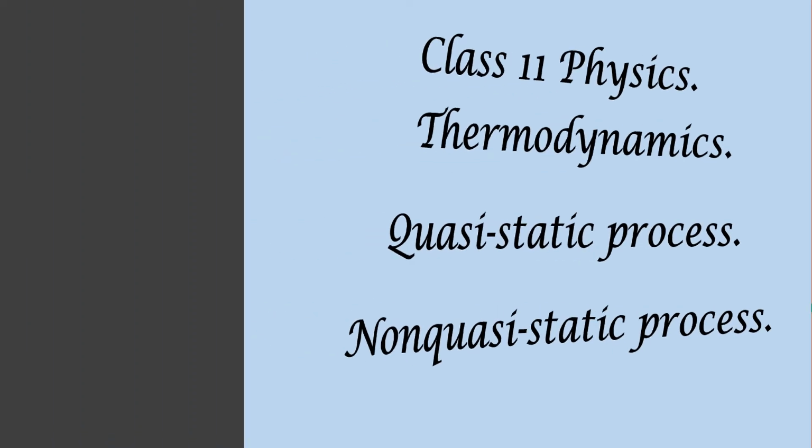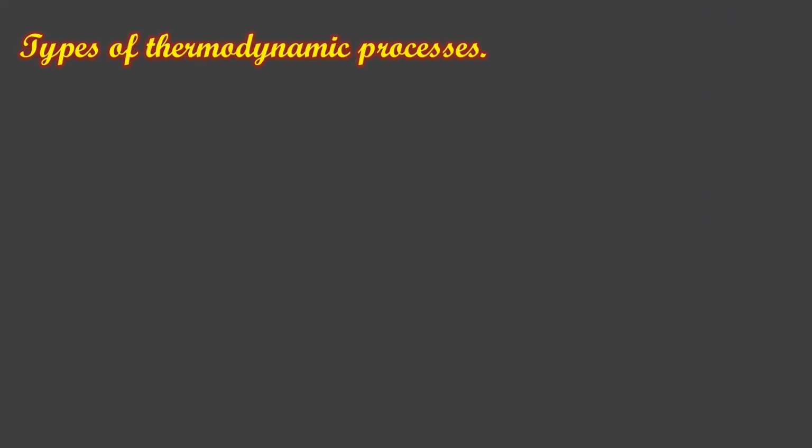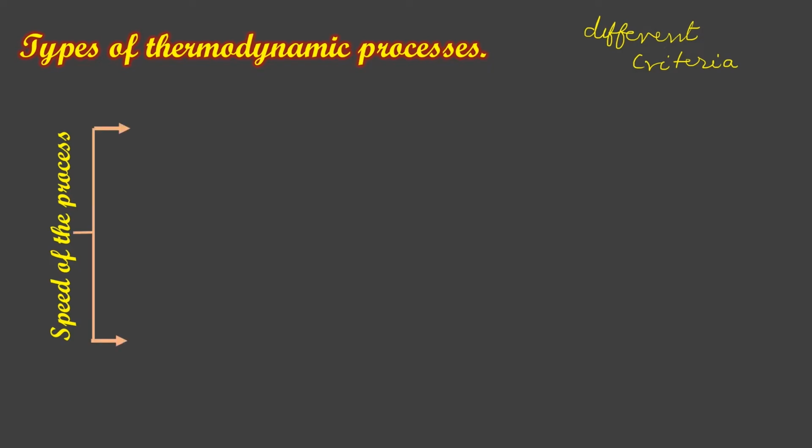Now let us start the topic. We will see types of thermodynamic processes. Thermodynamic processes are classified on the basis of different criteria. In this video, for the sake of easiness of study, we will take one criteria, that is speed of the process. On the basis of this, it can be classified into two.